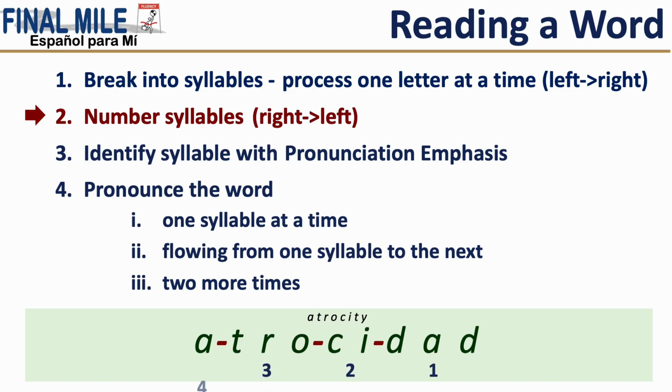We number the syllables. We apply our pronunciation emphasis. Okay, identify it before I click. Here we go. That, because it does not end in a vowel or N or S. You should know that very clearly by now. If you don't, then let's rewatch some of the lessons, okay? So now we pronounce the word one syllable at a time.